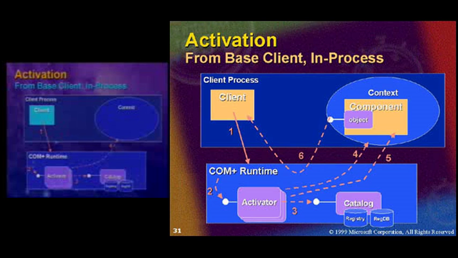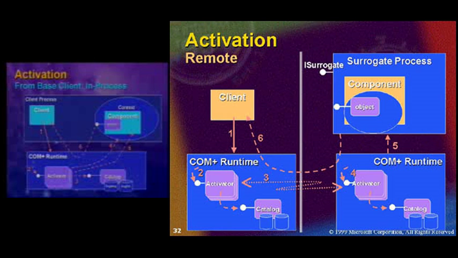Once they've figured out where the object should be created, a context will be created. The component will be loaded within that context, the class factory will be created, and then the class factory will be asked to create the object. So now we have an object living within a context. And the interface pointer can be returned back to the client.